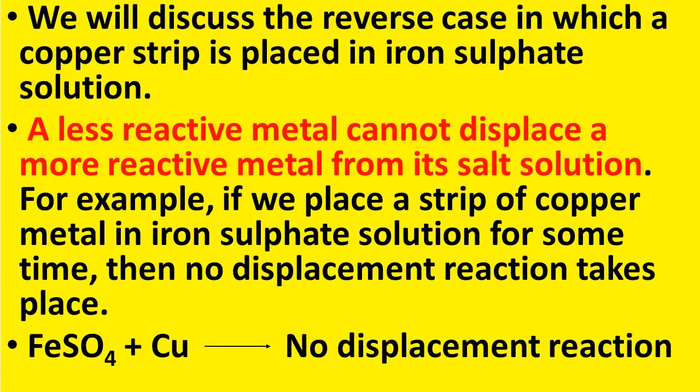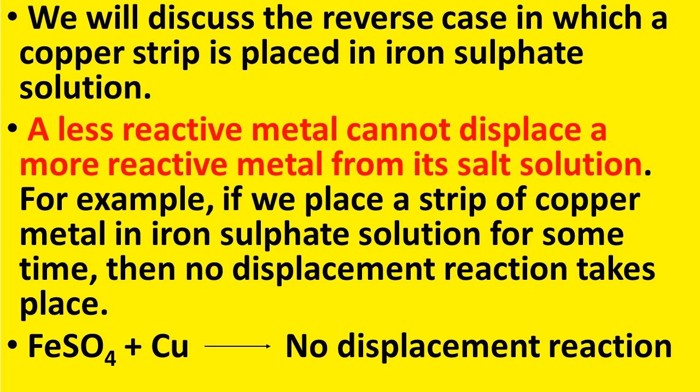Now we will discuss the reverse case in which a copper strip is placed in iron sulfate solution. A less reactive metal cannot displace a more reactive metal from its salt solution. That is, instead of copper sulfate, if we take iron sulfate and place a copper strip in it, will the reaction take place? No. A less reactive metal cannot displace a more reactive metal from its salt solution.